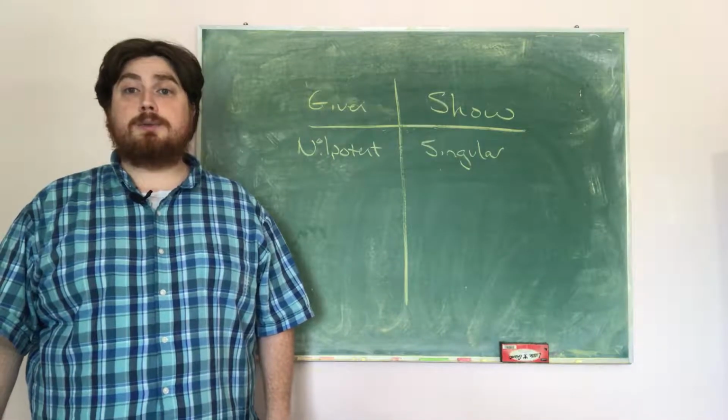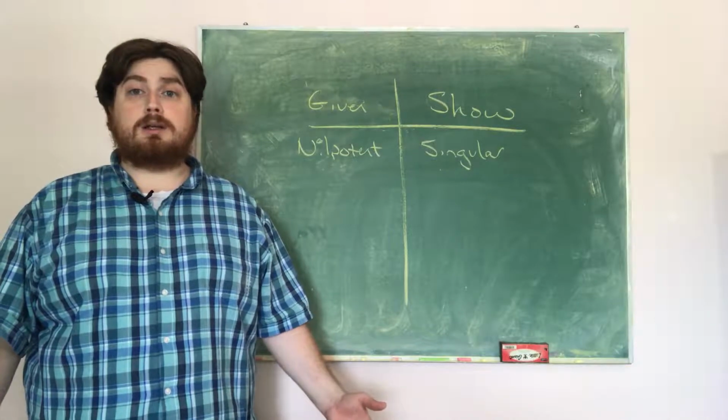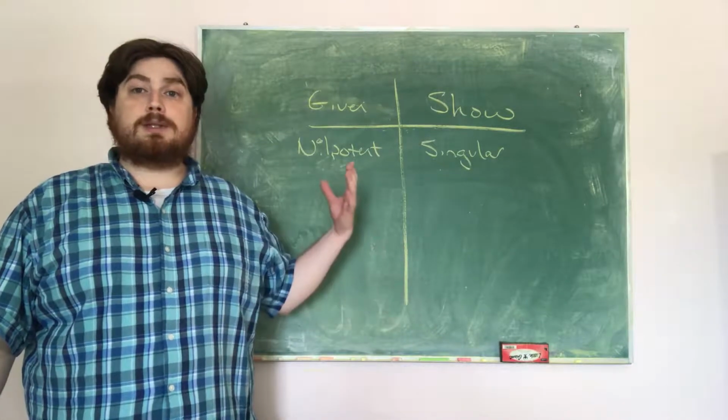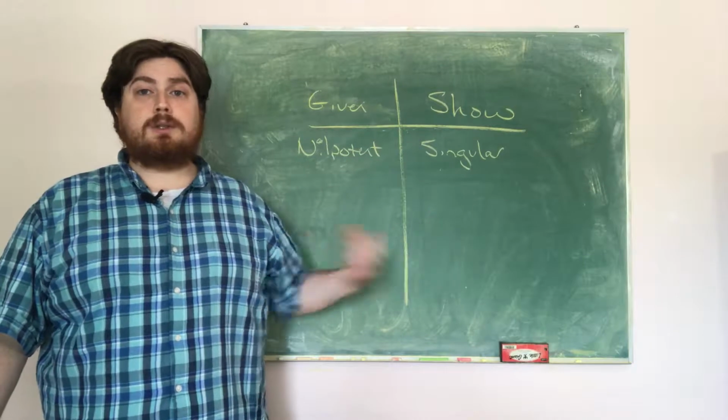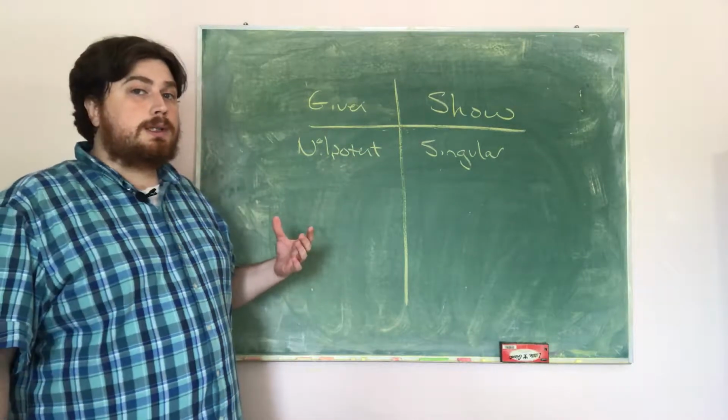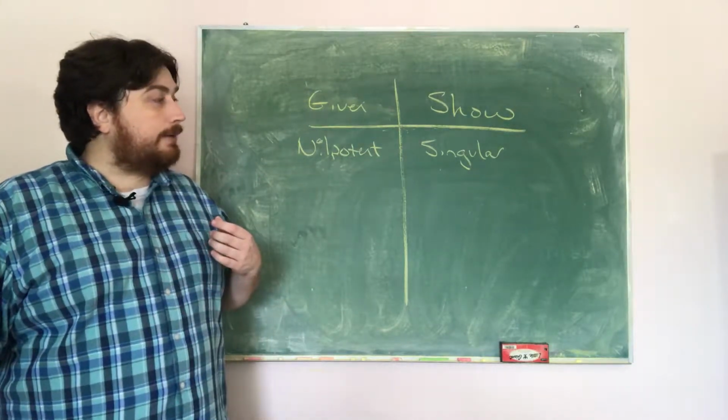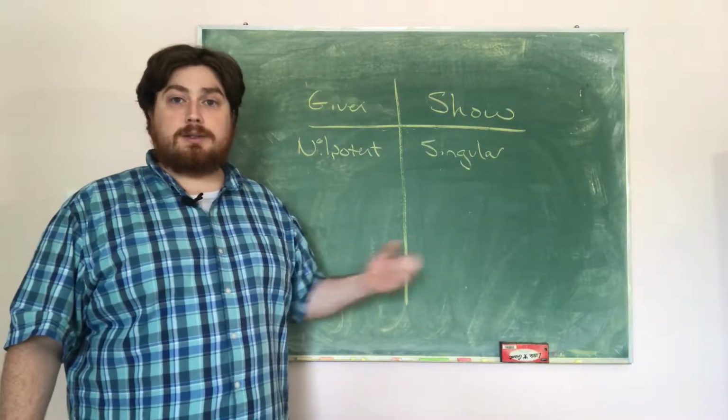Before we get into the actual proof, what we want to do is determine what's going on. So we're going to make a table of things that are given to us and things that we have to show. What's given to us in this case is that it is a nilpotent matrix, and what we have to show is that it is a singular matrix.